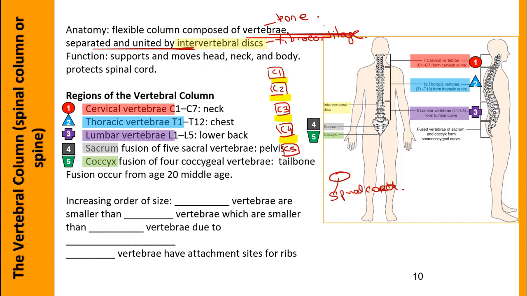Okay. In terms of the region of the vertebral column, the vertebrae that's in the neck is called the cervical vertebrae. There's 7 of them, named from top down. So the topmost cervical vertebrae is called C1. The last cervical vertebrae is called C7, and then followed by 12 thoracic vertebrae. So again, T1 is at the top, T12 is down the bottom, followed by the lumbar vertebrae.